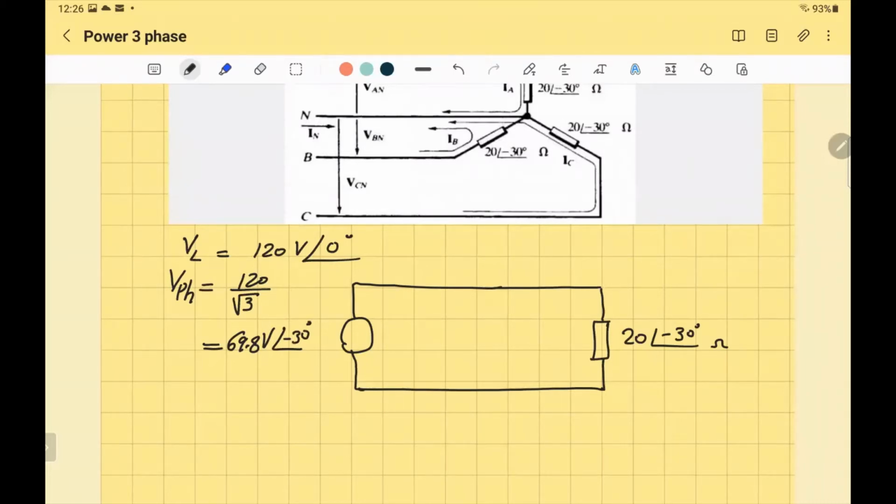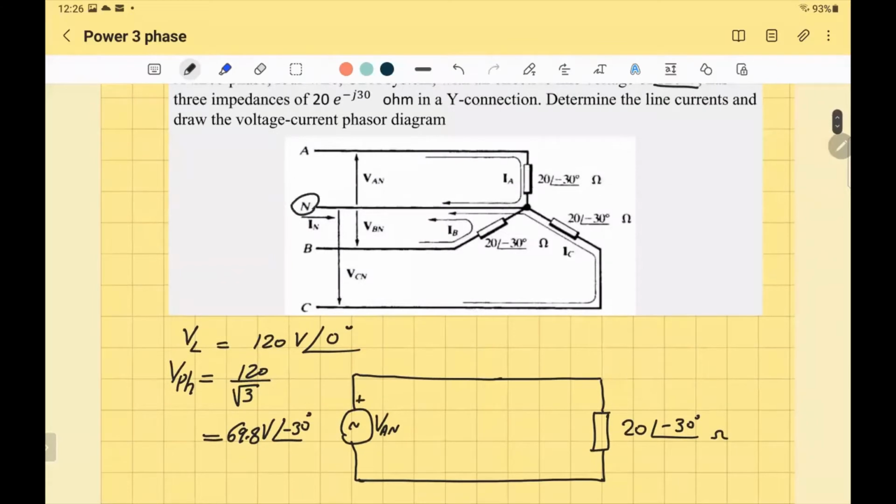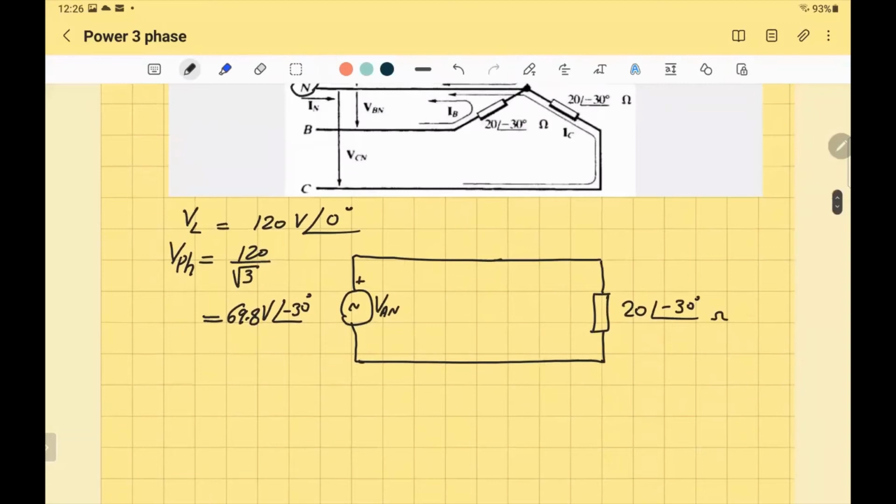120, what did you get? It's given. Okay. So you will say that's the voltage AN. Why am I saying AN? Because you're taking one phase and that's your N here, the neutral, connecting all the N parts of the source. And that's equal to 69.8 at angle negative 30 volts.